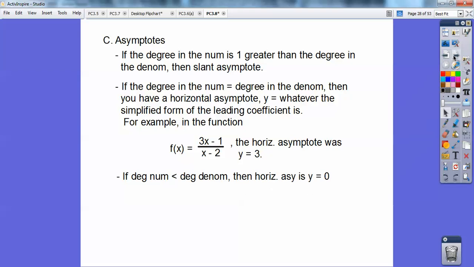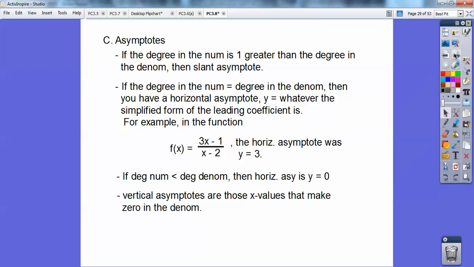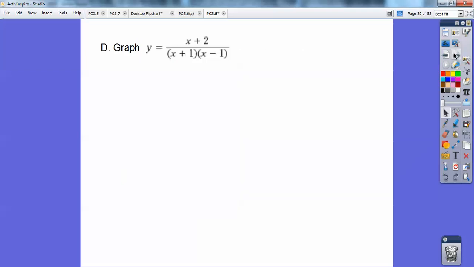Okay, and vertical asymptotes, don't forget about those. Those are the x values that make 0 in the denominator. We talked about that in our last lesson. All right, so let's go ahead and try this, you guys.